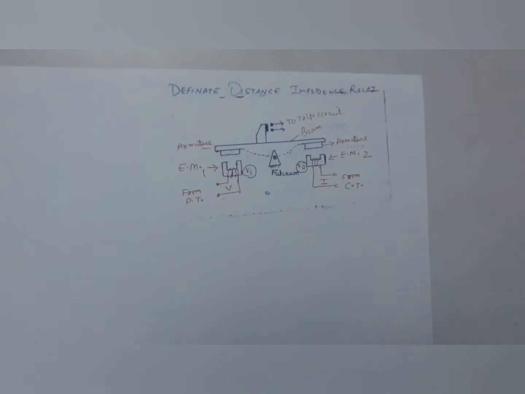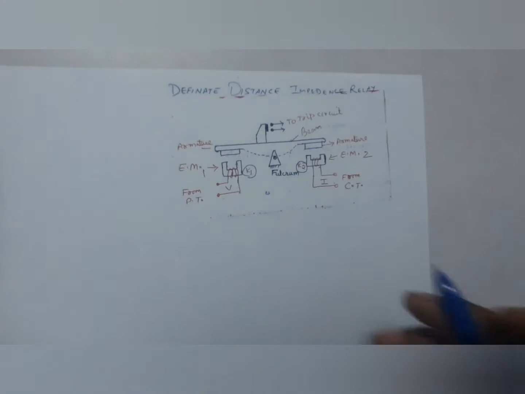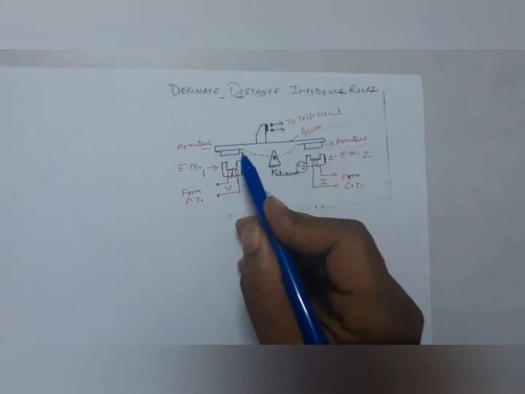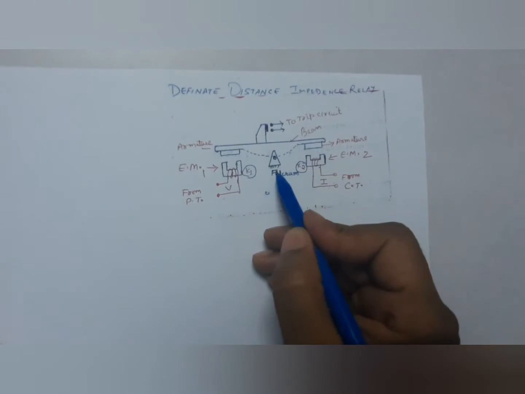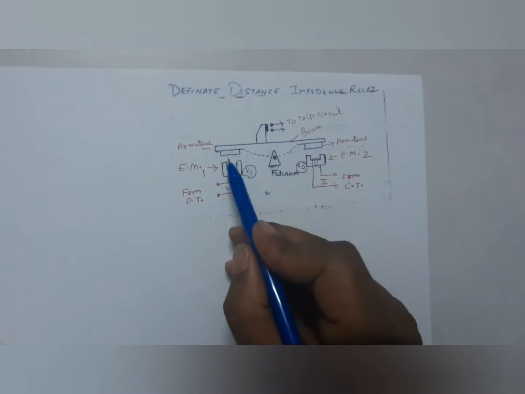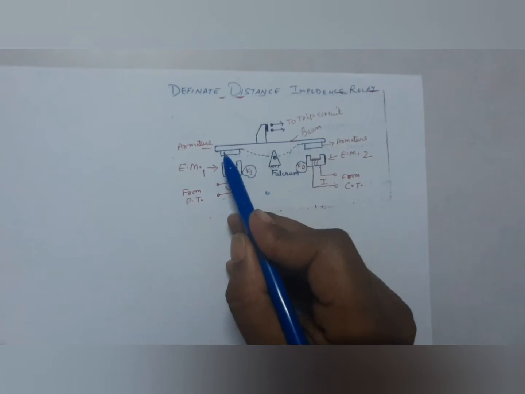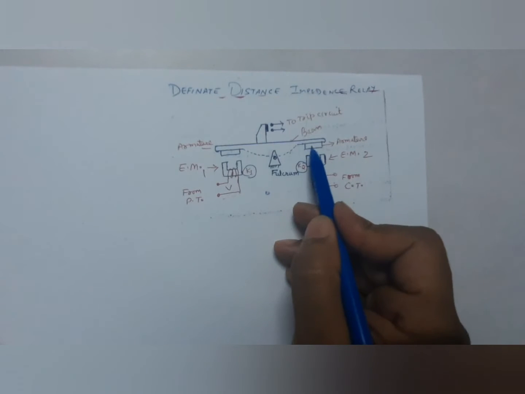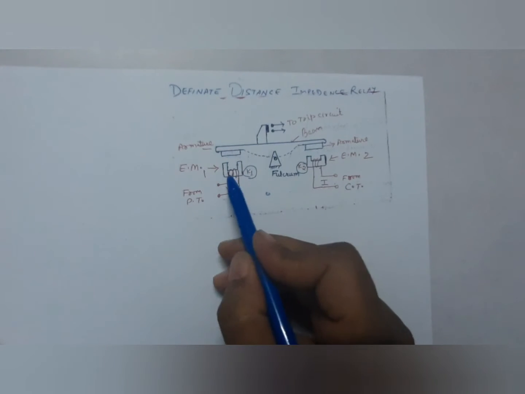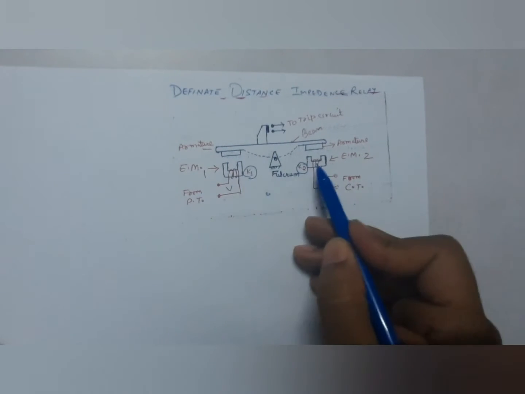So first of all, let us see the construction part. In this we have a pivoted beam which is supported on a fulcrum, and on each beam we have two armatures which are mechanically bolted. Then we have two electromagnets, electromagnet 1, electromagnet 2.